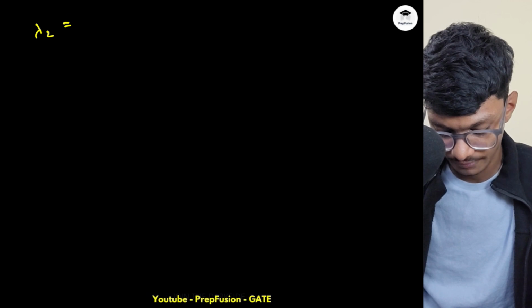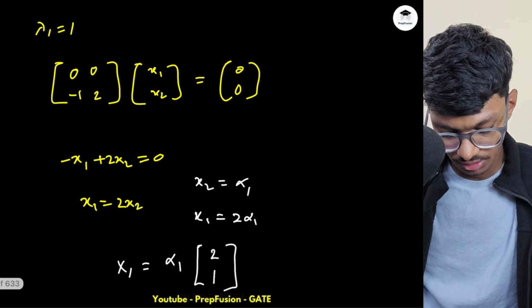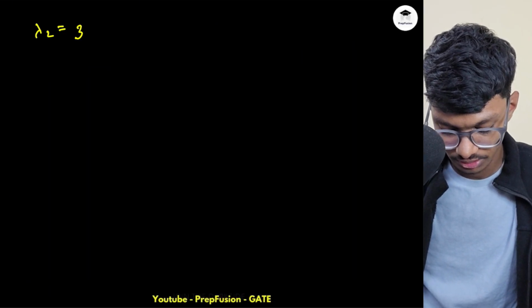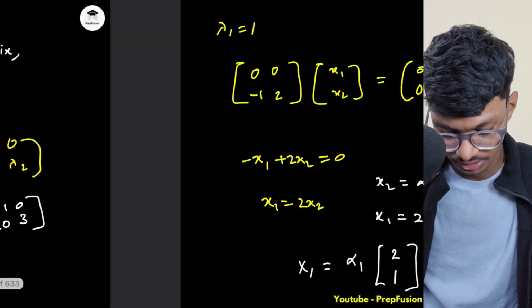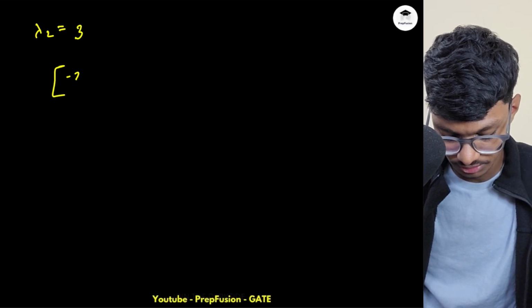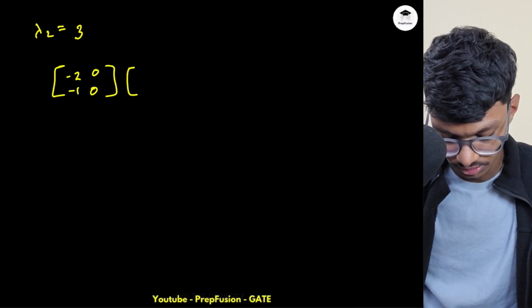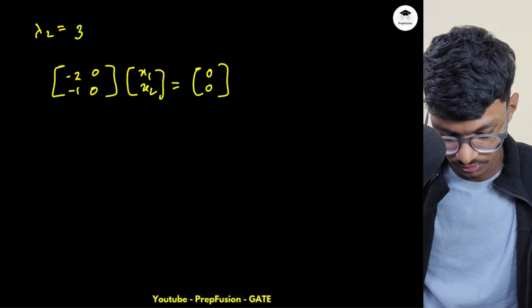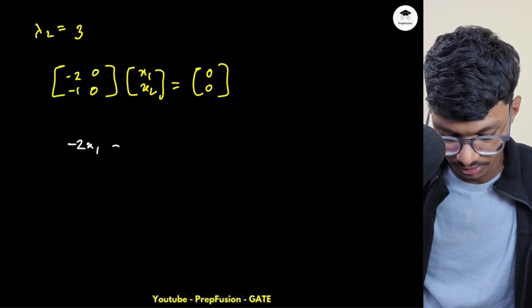So lambda 2 equals 3, right? If lambda 2 equals 3, then I can write A minus lambda I: this is minus 2, this is minus 2, and this is 0. And this is minus 1, this is 0, multiplied by x1, x2, equals 0. So this will be simply minus 2 x1 equals 0.